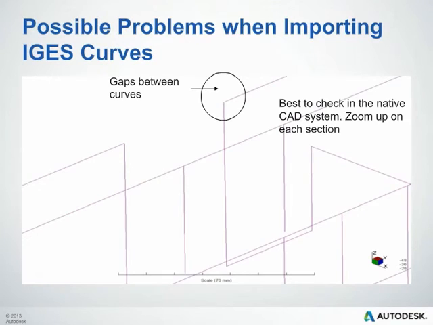One of the common pitfalls for people when they're importing IGES curves for their runners is that there are gaps between these curves. You should zoom in your CAD package to just make sure these gaps don't exist, because if these gaps exist, when you import them into Advisor, naturally your feed system is going to be broken and not connected at these areas.